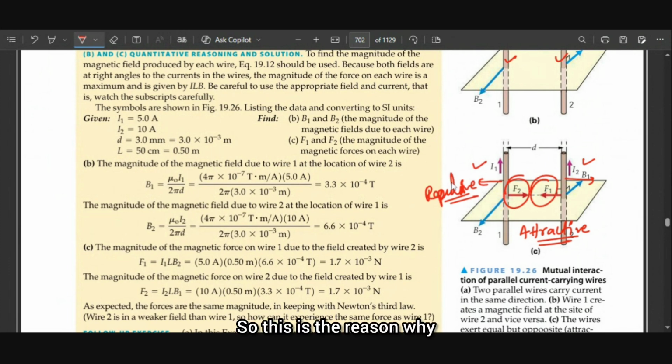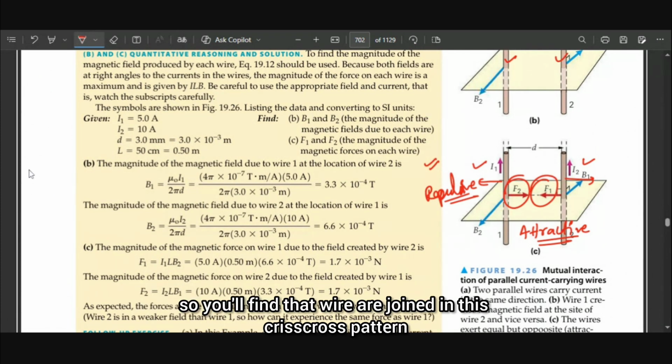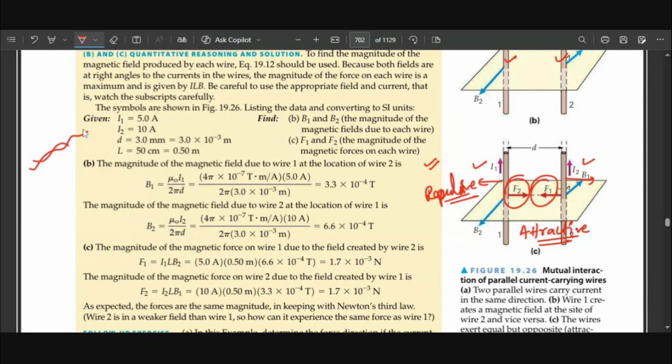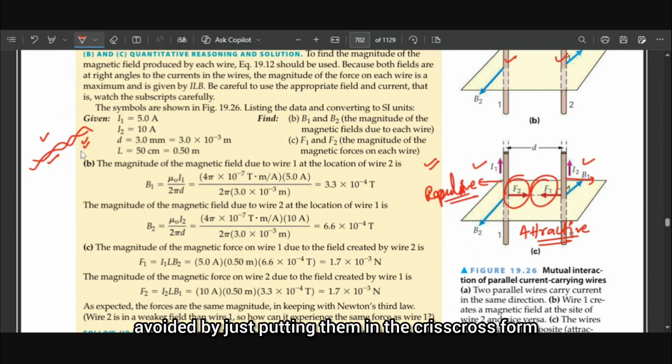This is the reason why, if you observe the wires of any electrical device around yourself, you'll find that the wires are joined in a crisscross pattern. These two wires must carry current in opposite directions, and if they are not, they will repel each other and be far apart. This can be avoided by putting them in the crisscross form, which will try to neglect that force. I hope this makes sense.